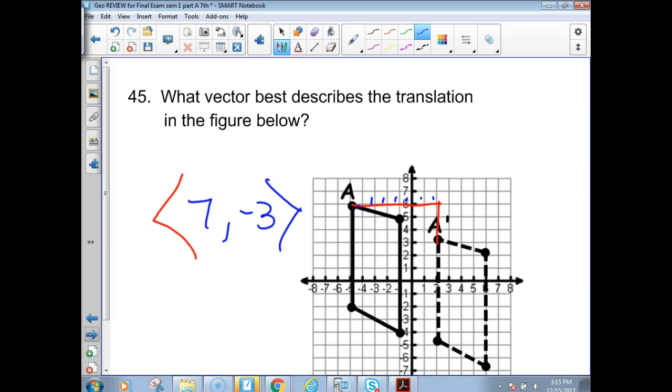No, because that would be telling me to go left 3 and up 7. Okay, so it does matter what number you have where. All right?